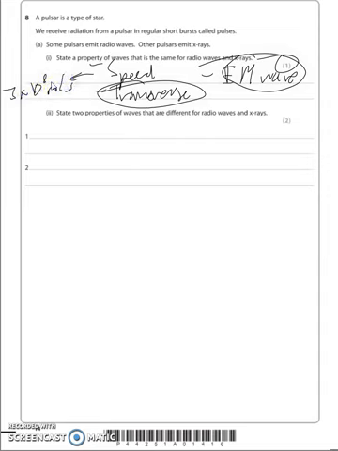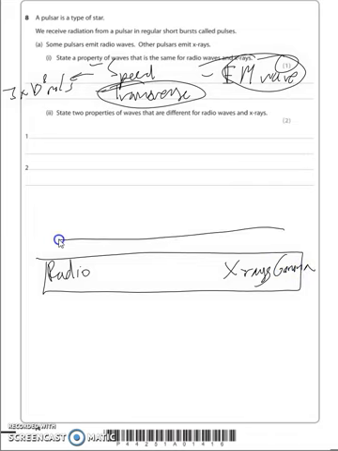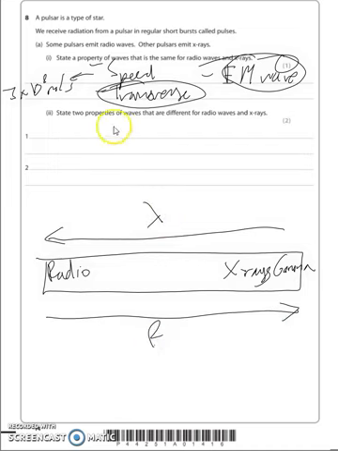State two properties of waves that are different for radio waves and X-rays. Well, they sit at different ends of the spectrum. So you've got radio waves down here, and you've got X-rays up here. Now next to X-rays is the gamma rays, but if you go this way, you increase the wavelength. If you go this way, you increase the frequency. So what's the difference between these two? One would be the wavelength, and the other would be the frequency. So very easy to do.